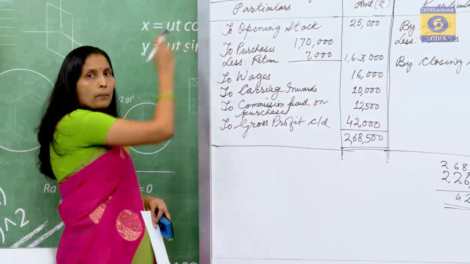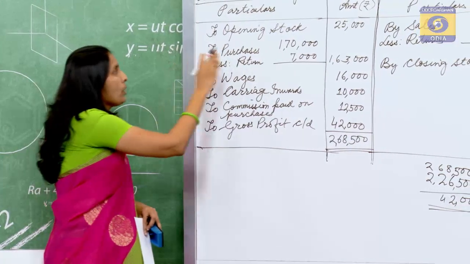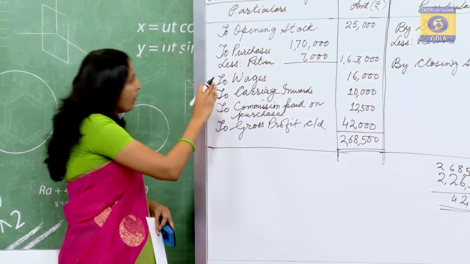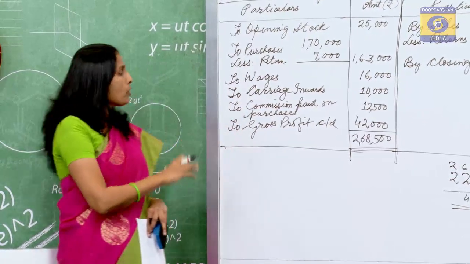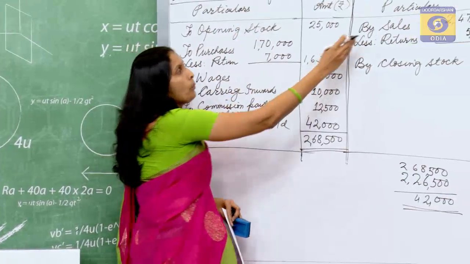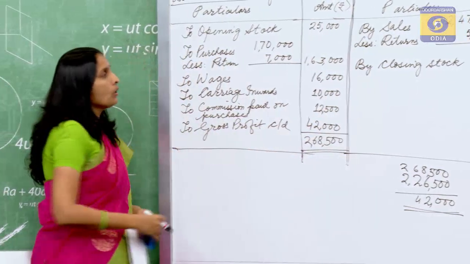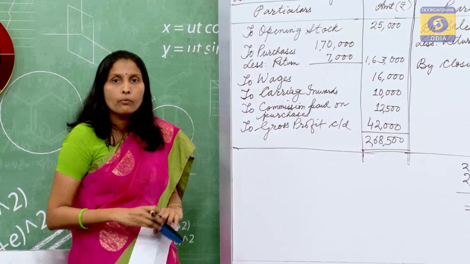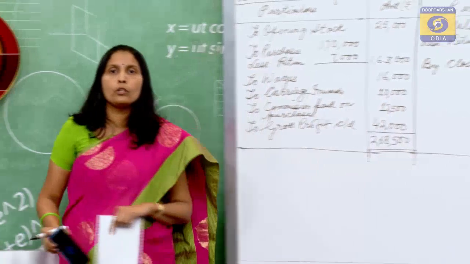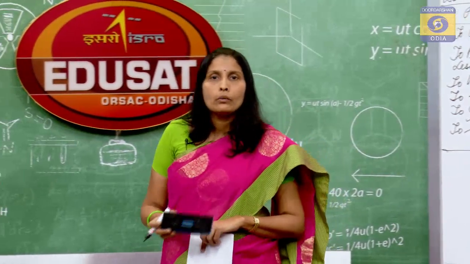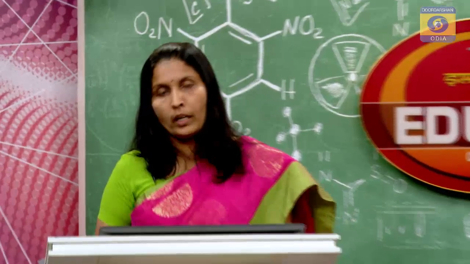We have the debit side. On the debit side, we have opening stock, then purchases, from which we have deducted the returns, then wages, carriage inwards, and commission paid on purchases. Then we went to the credit side, we incorporated sales, less returns, and then closing stock. We did the totaling, and then we found out that there is a gross profit of 42,000. So, students, you need to work with more different problems related to trading account, and I would like to discuss some important points regarding the preparation of trading account.